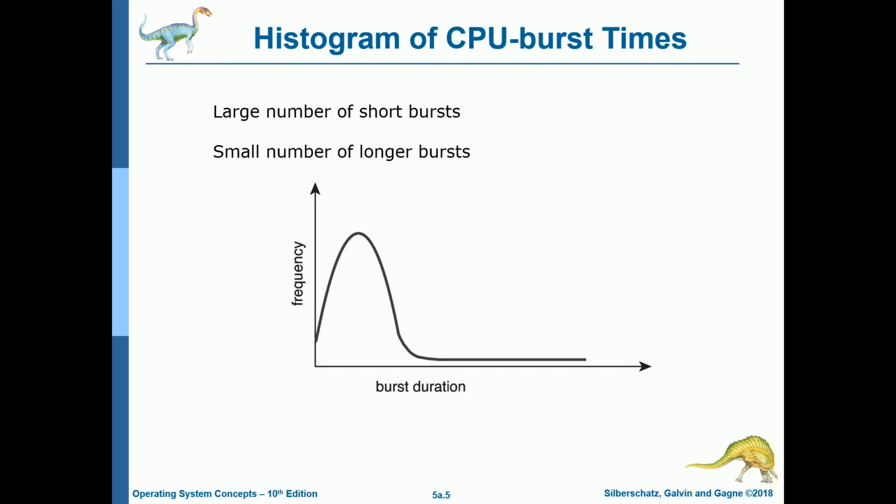Although they vary greatly from process to process and from computer to computer, CPU bursts tend to have a frequency curve similar to the one that you see here. The curve is generally characterized as either exponential or hyperexponential, with a large number of short CPU bursts and a small number of long CPU bursts. An I/O-bound program typically has many short CPU bursts. On the other hand, a CPU-bound program might have a few long CPU bursts. This distribution can be important when implementing a CPU scheduling algorithm.